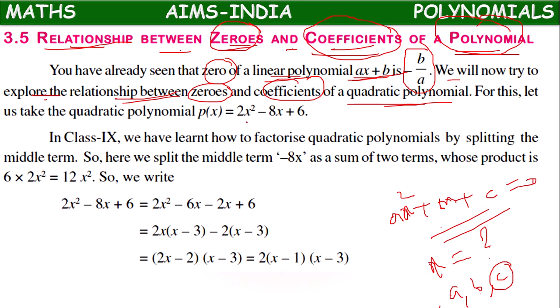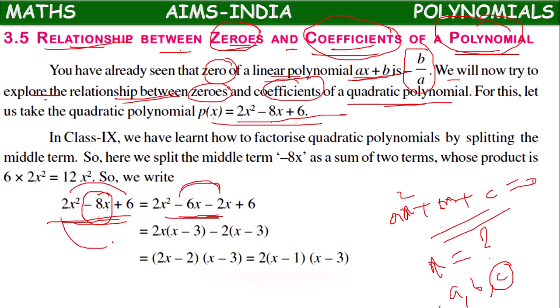Let us take one quadratic polynomial, p of x equal to 2x square minus 8x plus 6. How to factorize this? 2 into 6 is 12. The middle term, minus 8x, is to be divided into two terms such that the sum is equal to the middle term and the product is equal to the product of a and c. So minus 8x is split as minus 6x minus 2x, whose product is plus 12x square.